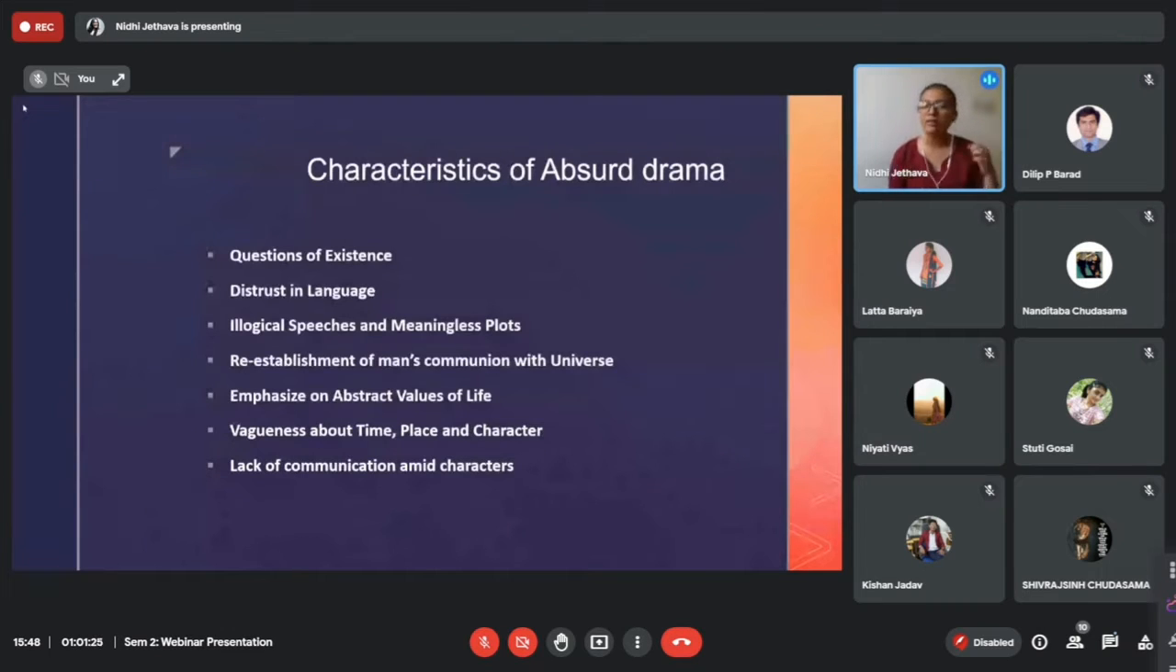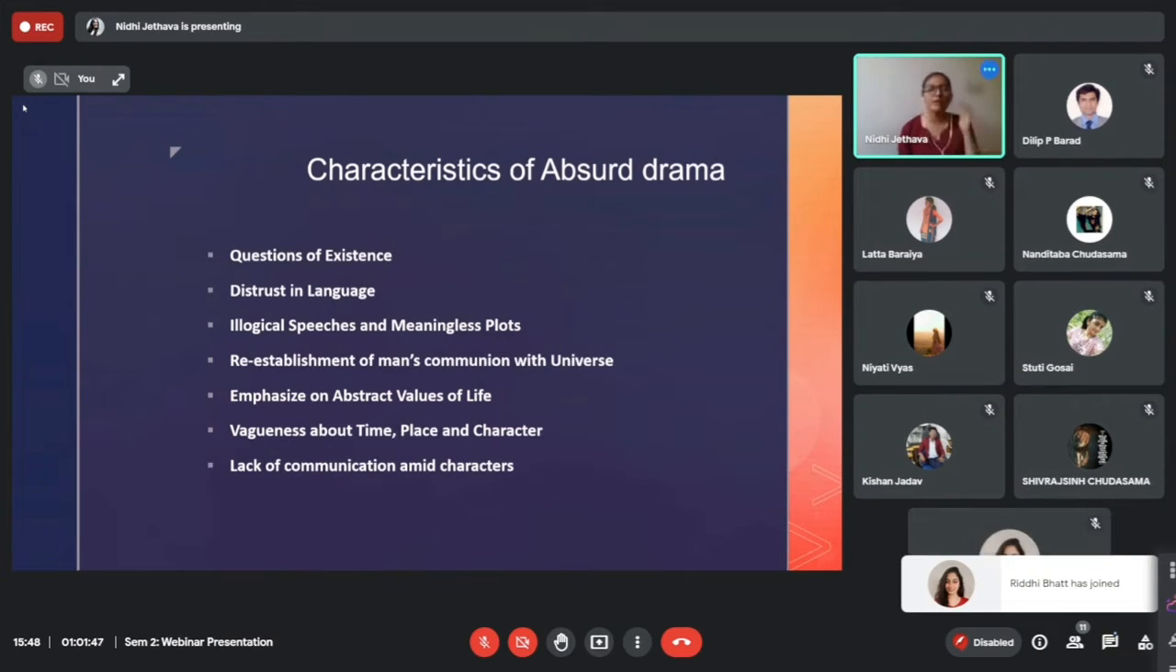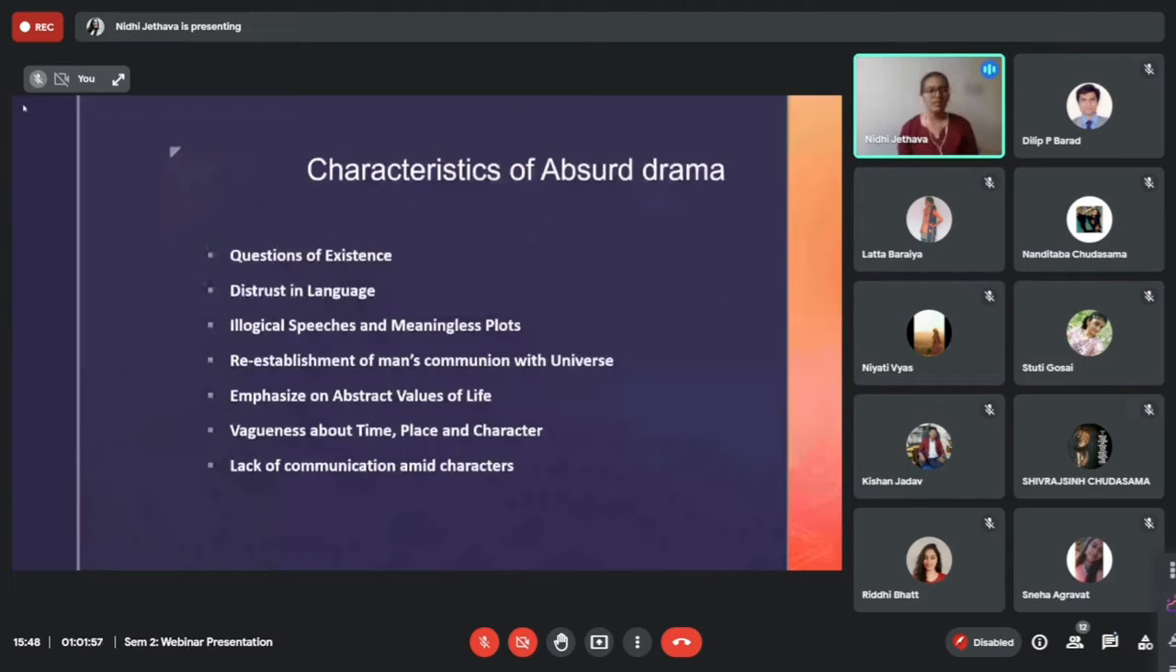So we came to know that all absurd drama consists of questions of existence, like our characters Vladimir and Estragon also have the question of existence and disturbed language. We also found the disturbance in language, that we can't get an idea of what the character really wants to say. And in the opening scene of Waiting for Godot, our protagonist says that nothing to be done. So the language is totally disturbed, with illogical speech and a meaningless plot. We cannot find any meaning or logic in the plot. Whatever the protagonist is doing is totally meaningless. So these are the kinds of characteristics we find in absurd drama.